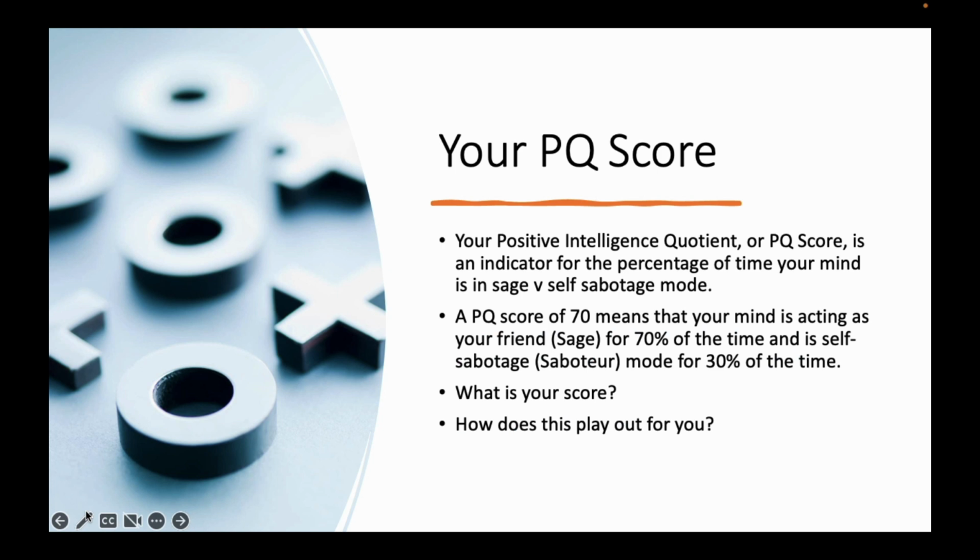PQ score is that percentage of time you spend being in SAGE versus saboteur. A score of 70 means that SAGE is your friend, acting for 70% of the time, and you're in self-sabotage mode for 30% of the time. So what's your score? How does that play out for you? You should have answered these in previous videos, but just go back to those notes and check where you're at.